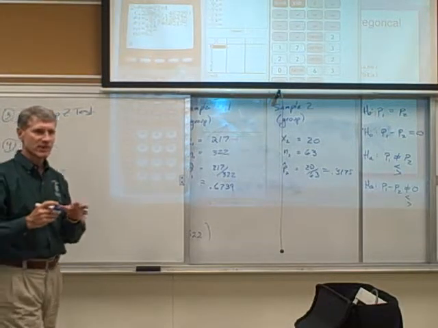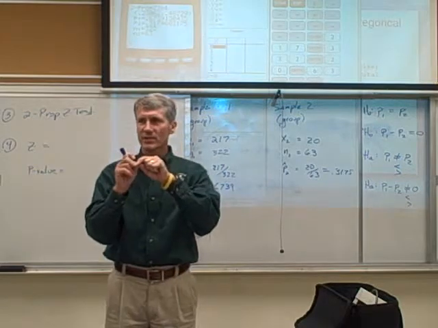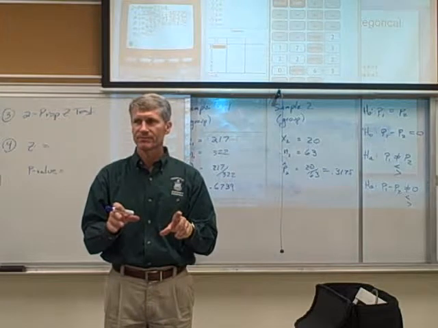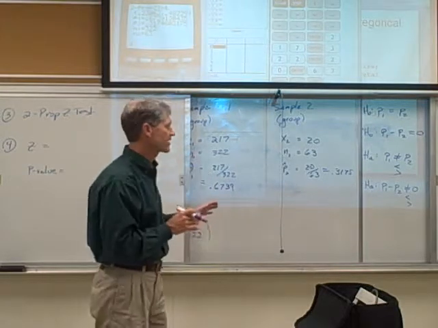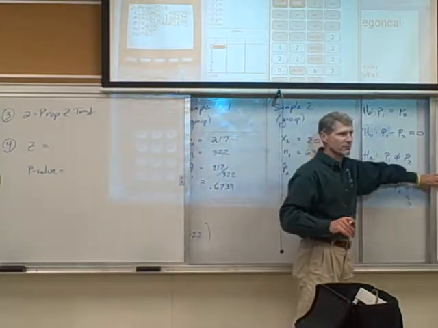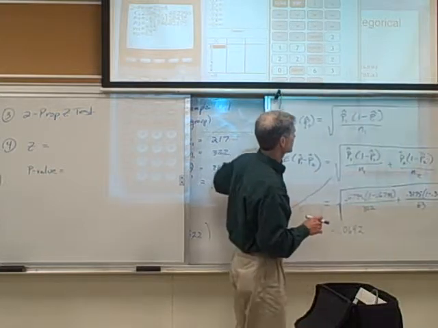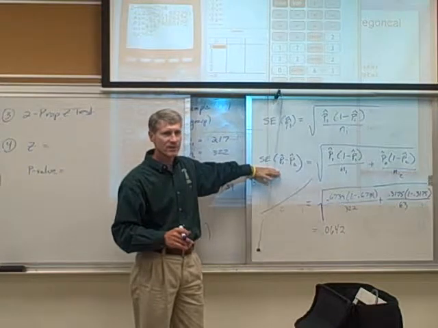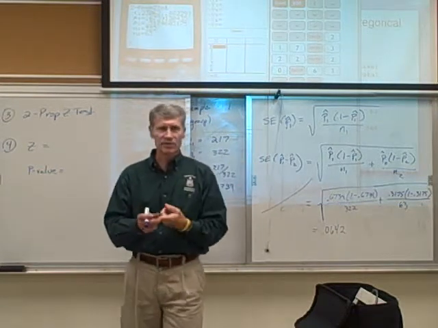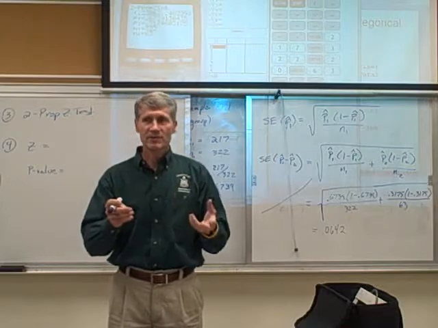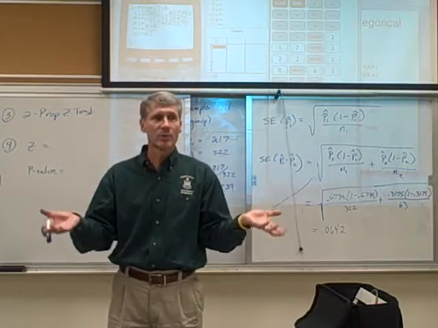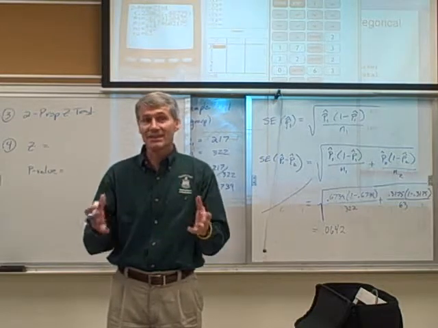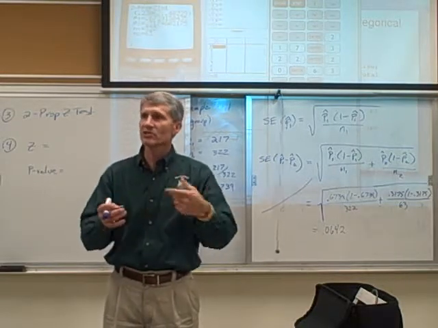Z is computed by taking the difference in the point estimate minus the hypothesized value divided by the standard error. But I will warn you, the standard error is different for a hypothesis test than it is for a confidence interval. This is it for a confidence interval. But remember we had the same difference when we did 1-sample problems? When we do confidence intervals, we plug the p hat in there because we didn't know what p was. But when we do hypothesis tests, we're hypothesizing what p is, so then we can use that value.